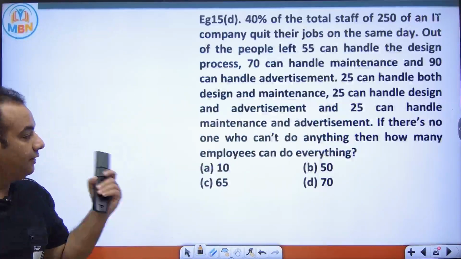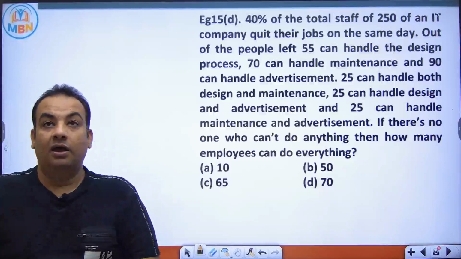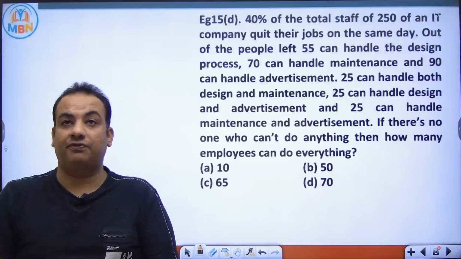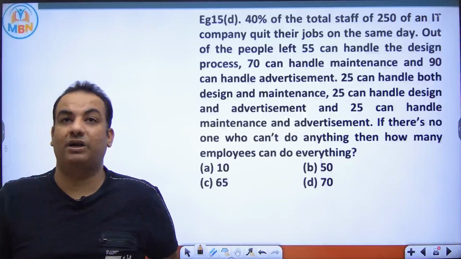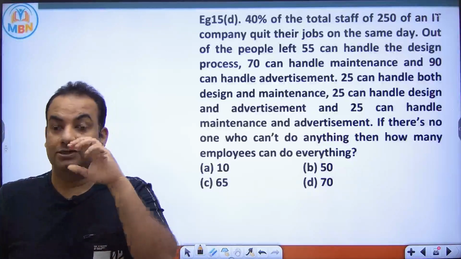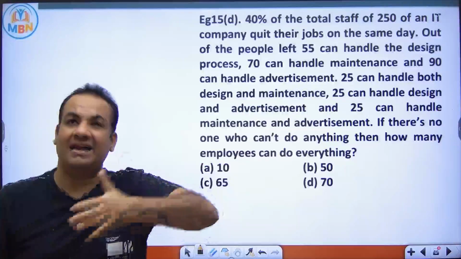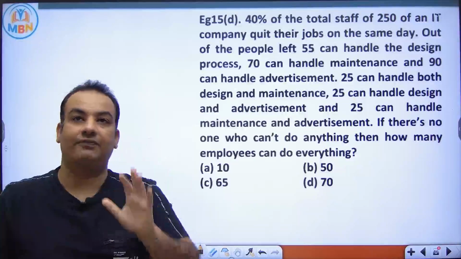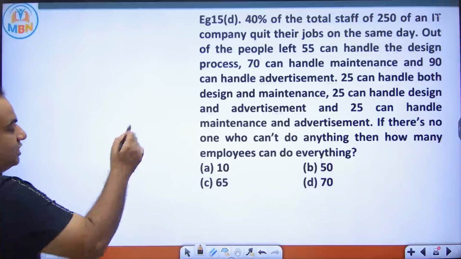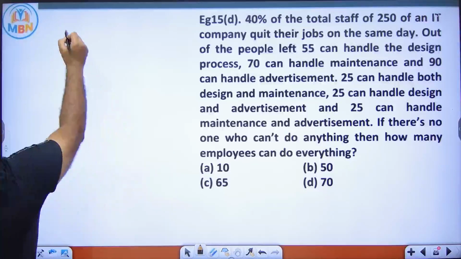Now, the next question. 40% of the total staff of 250 of an IT company quit their jobs on the same day. Okay. So out of 250, 40% quit. This should be done orally. 100 people quit. So how many are left? 150. Okay. So 150 are left. I'm just writing the data here. So 150 people are left.